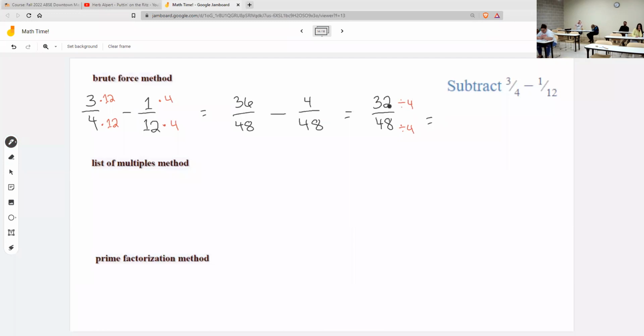So 32 divided by 4 gives me 8. And 48 divided by 4 gives me 12. I'm not quite there yet. So I'll divide by 4 again. And I get 2/3. Everyone happy with that?